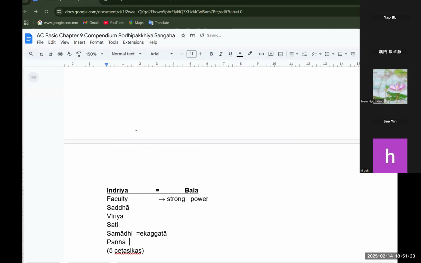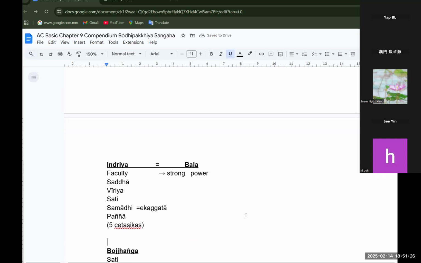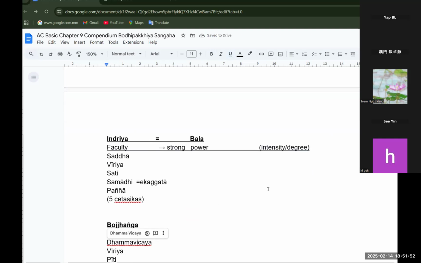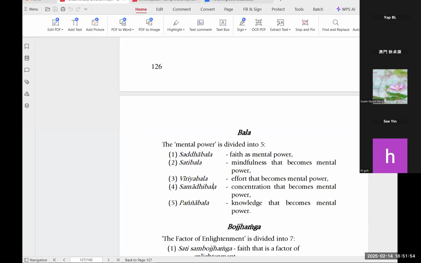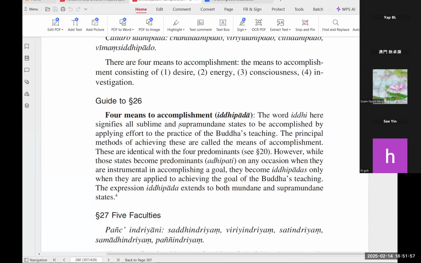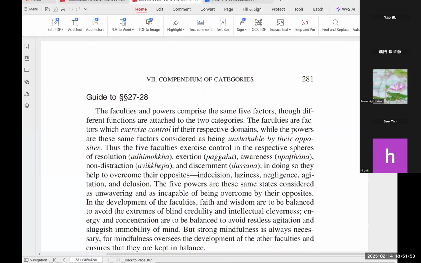So it's the same Dhamma, but we call it intensity, or you can use the word degree. Indriya and Bala are different in intensity. Indriya is normal, and when it becomes strong, it becomes Bala. And Bala has the same Dhamma as the Indriya. So we will read this, faculty and Bala.